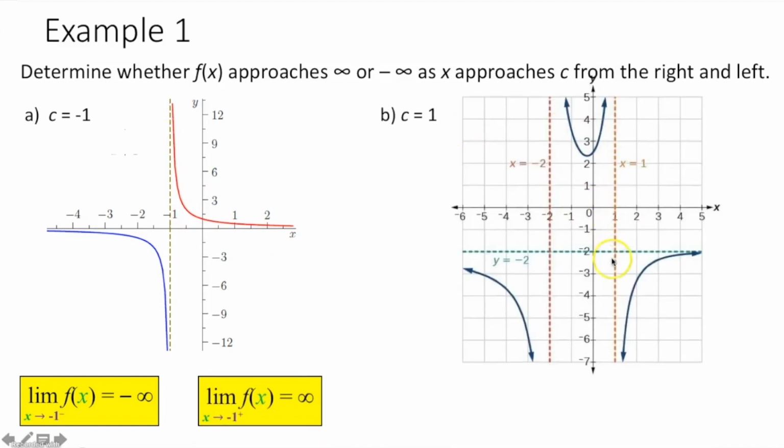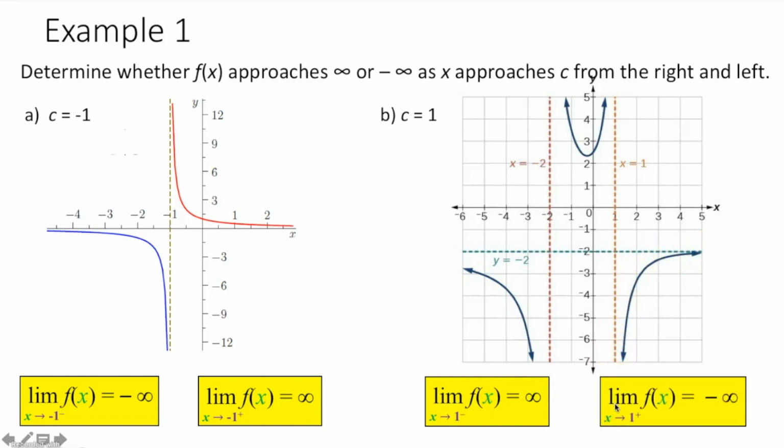Here our c value is +1. So again, we start from the left. We have the limit as x approaches +1 from the left. You can see our function goes towards positive infinity. So the limit as x approaches 1 from the left of f of x is going to be positive infinity. However, as our function approaches 1 from the right, you can see it goes towards negative infinity. So the limit as x approaches 1 from the right of our function is equal to negative infinity.